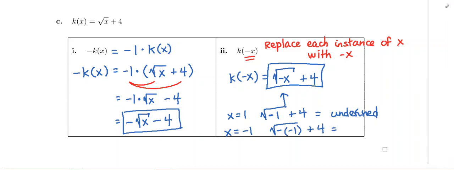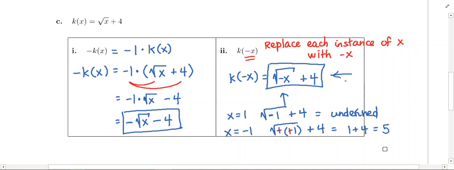Well, what happens here? Inside the square root, you've got a negative times a negative, and it becomes positive. So it becomes the positive square root of 1, which is 1, plus 4, and you get 5 as an output. So this is actually a plausible answer. Even though you could be alarmed by that negative sign being under the square root, this is plausible. The thing is, you have to be careful what you plug in for x.